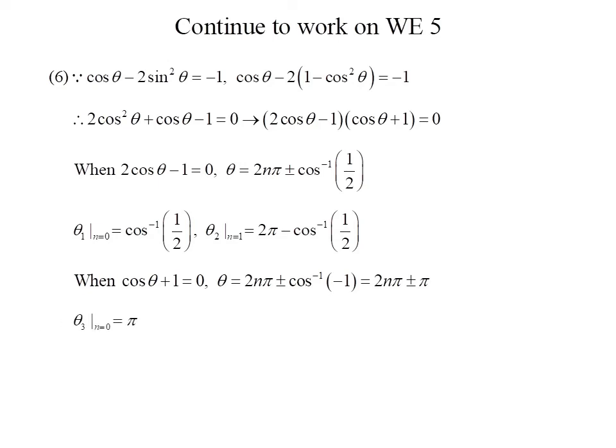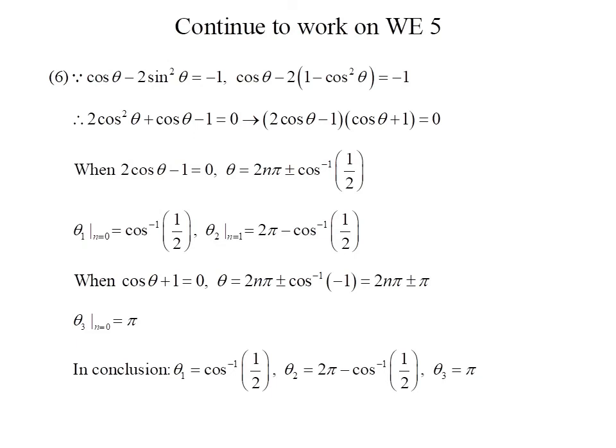When cosine theta plus 1 equals 0, theta is expressed as 2n pi plus or minus arc cosine negative 1, which equals 2n pi plus or minus pi. So in this case, theta equals pi when n equals 0. In conclusion, 3 theta values are obtained. They are arc cosine 1 over 2, 2 pi minus arc cosine 1 over 2, and pi.